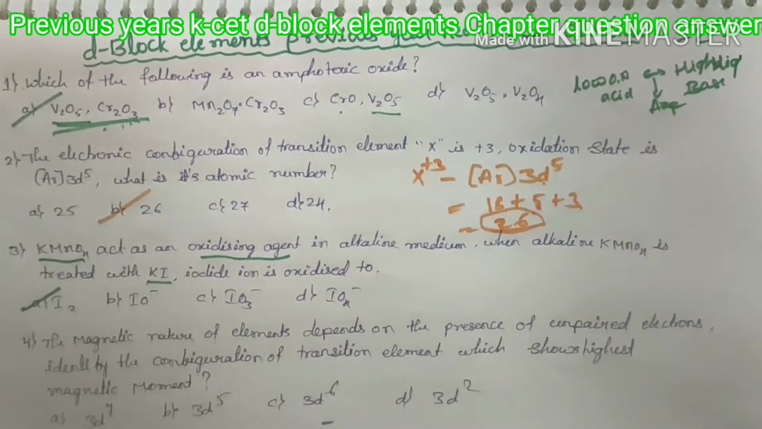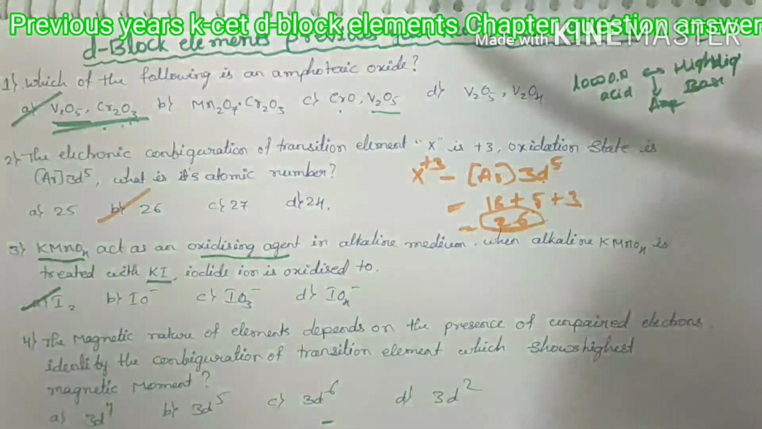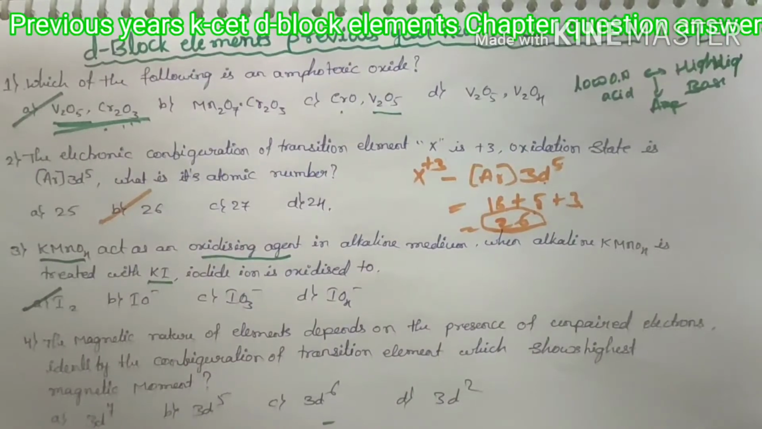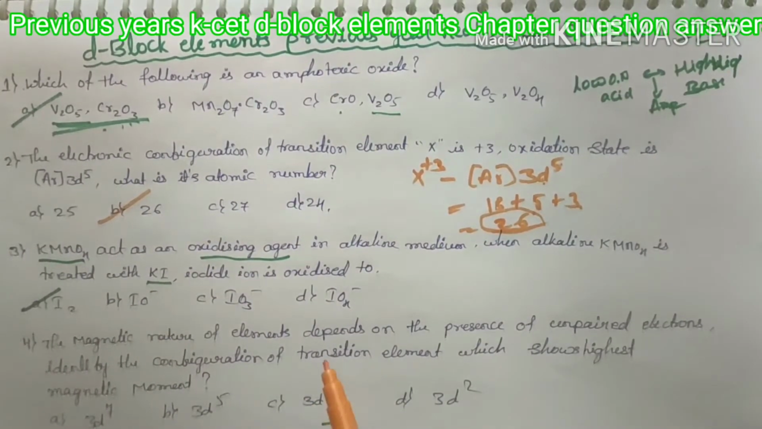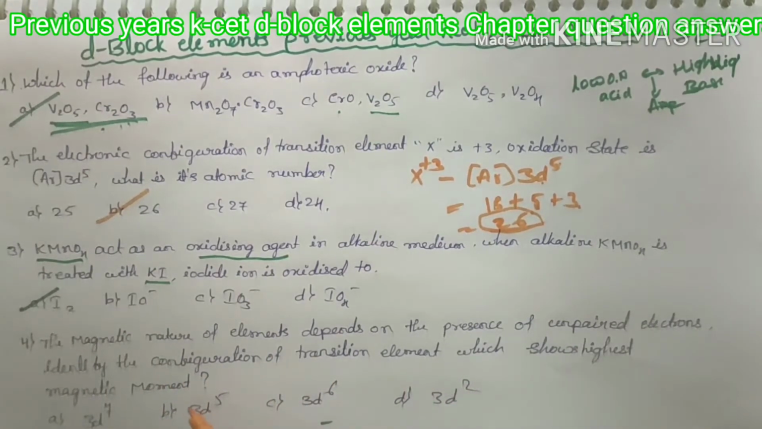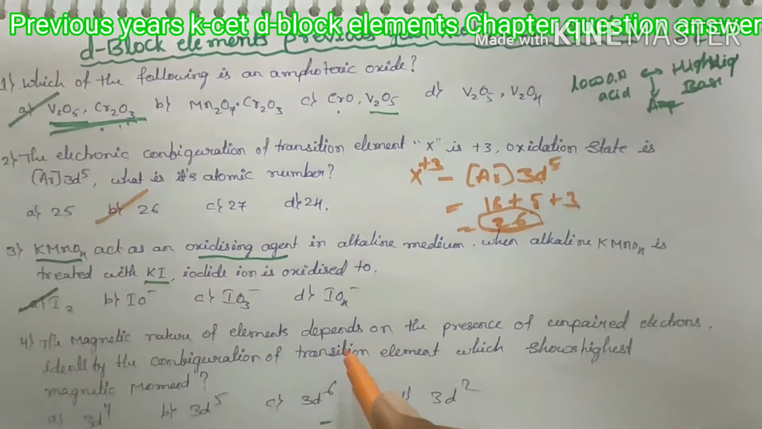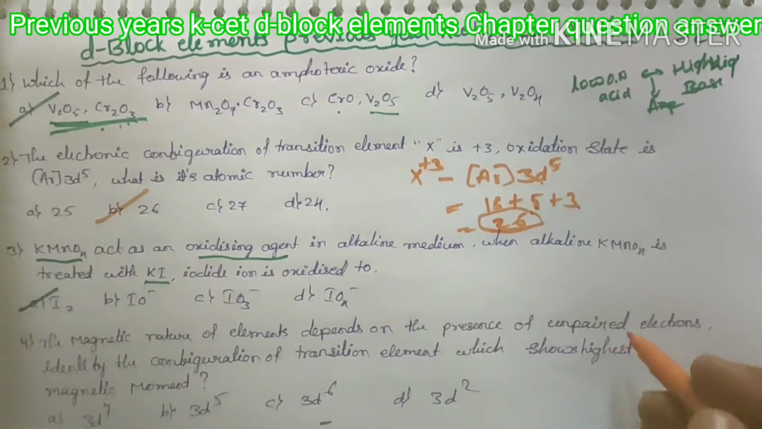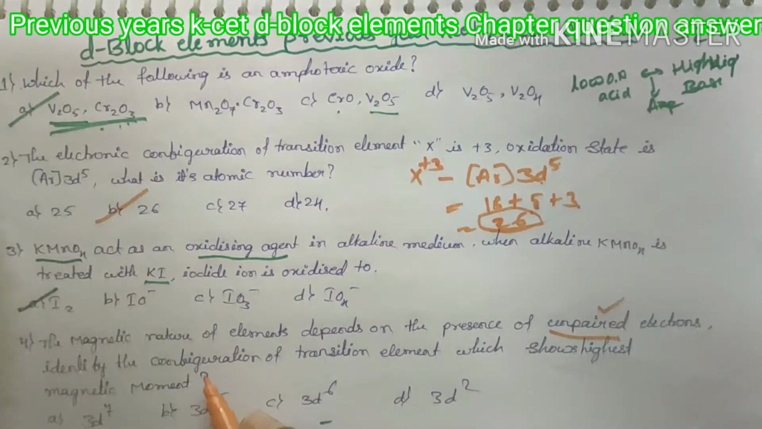The magnetic nature of an element. The magnetic nature of an element depends on the presence of unpaired electrons. Identify the configuration of the transition element which shows the highest magnetic moment. Very important, student. The magnetic nature of an element depends on the presence of unpaired electrons. Magnetic moment depends upon unpaired electrons. This is a correct statement.